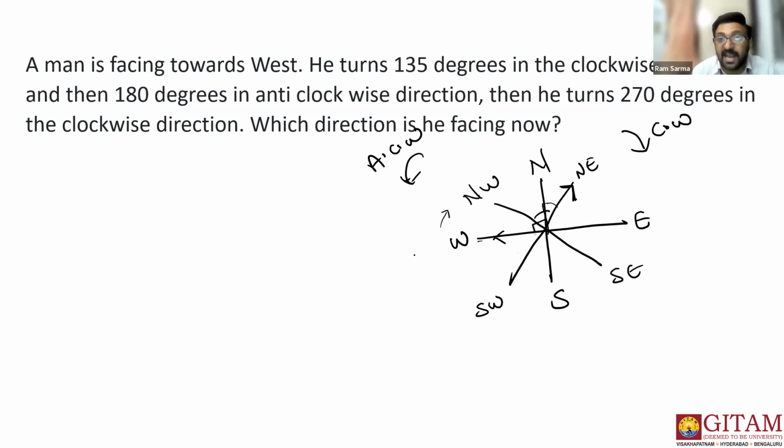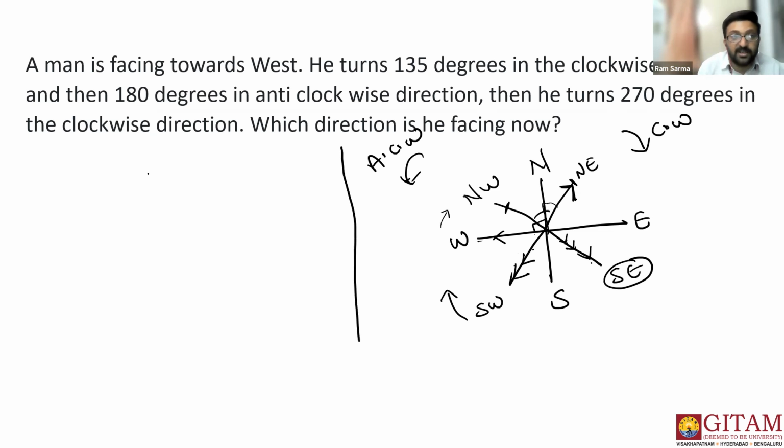Then he turned 180 degrees in anti-clockwise direction. As this is anti-clockwise direction, he should turn 180 degrees. Now he will be facing towards southwest. Then he turned 270 degrees in clockwise direction. Now he turned in this direction, that is 270 degrees. From here to here, that's 90. From northwest to northeast, that's 90. And one more 90. So he will be facing towards southeast now. So your answer will be southeast.